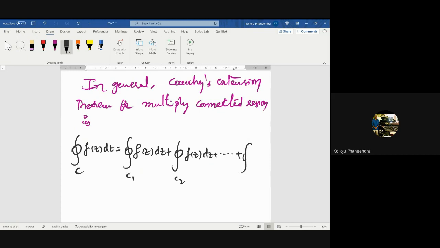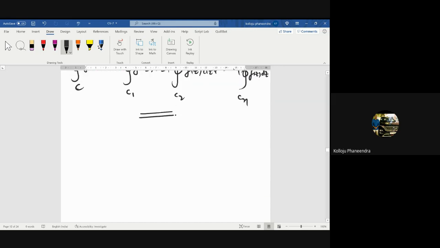Lastly, the nth hole, f of z dz. This is Cauchy's extension theorem. If the number of holes is infinite, then the integral is the sum of an infinite number of integrals. Okay, and if I do an explanation for this, there is no need of this. Let me write.